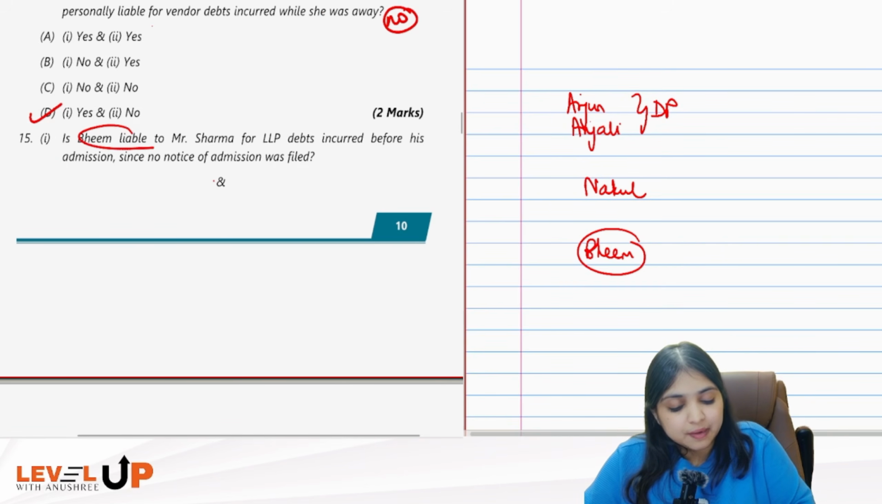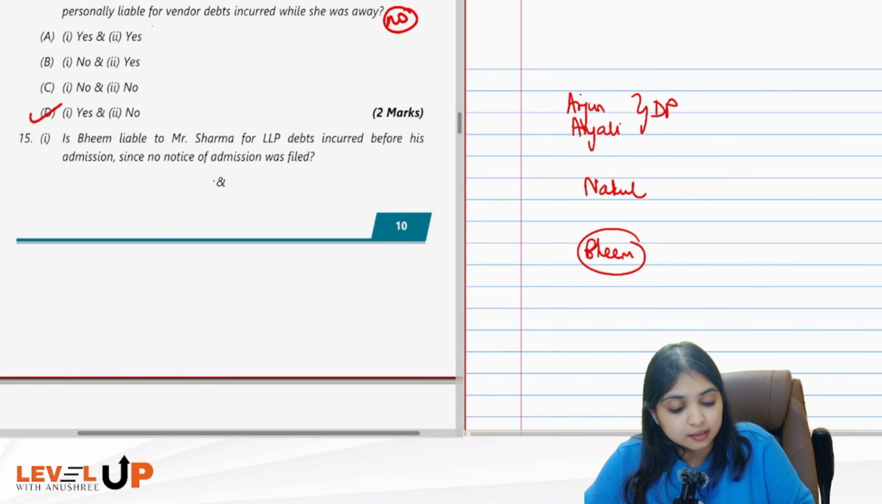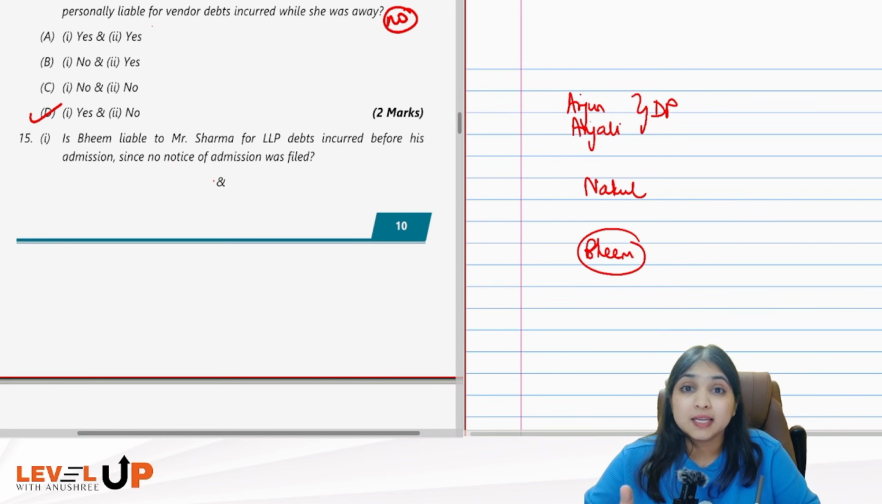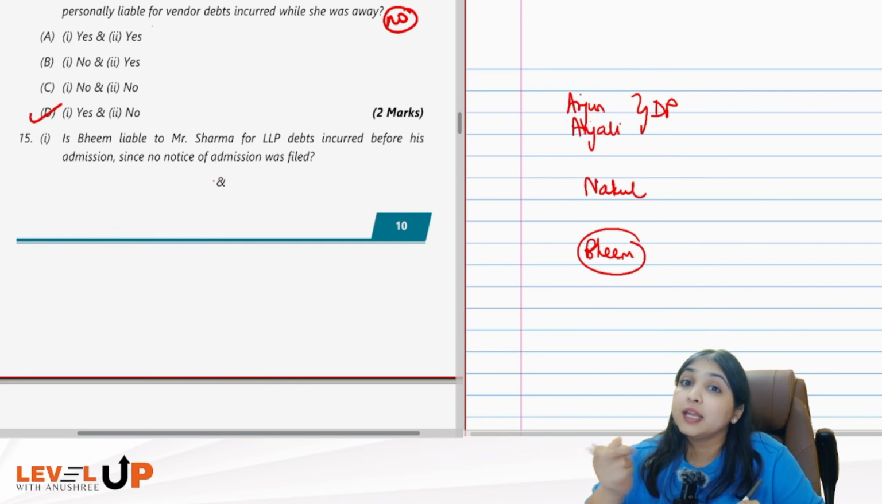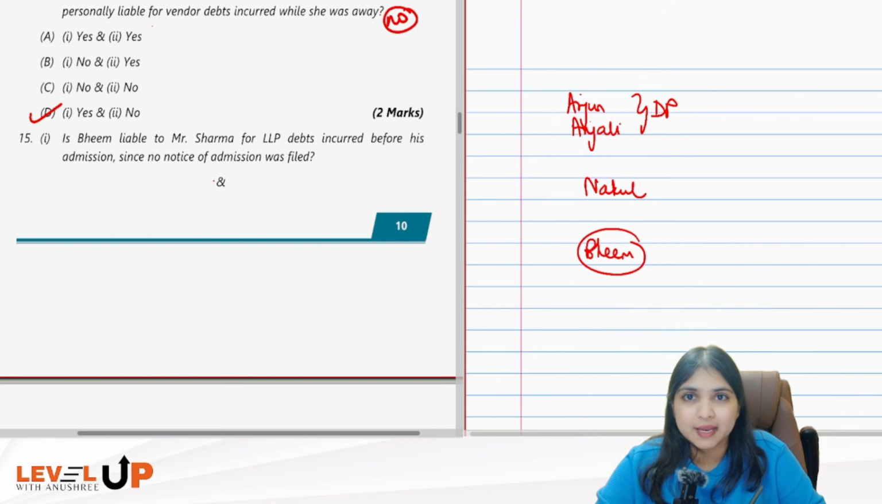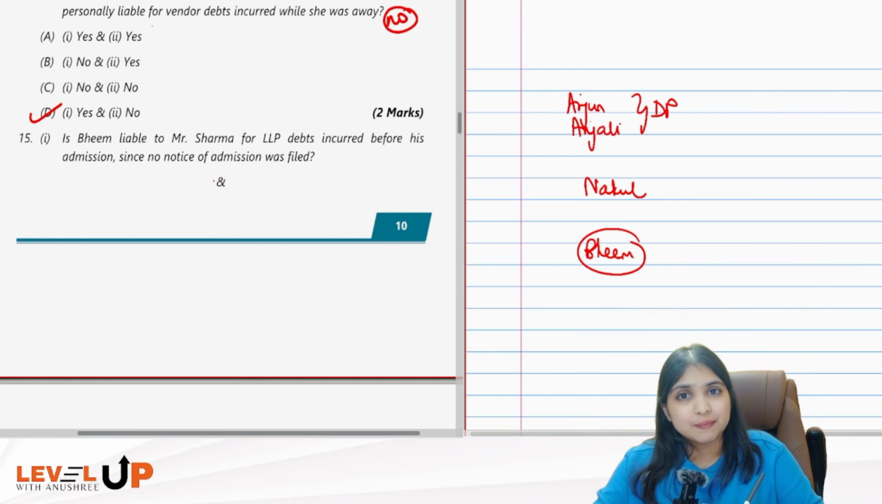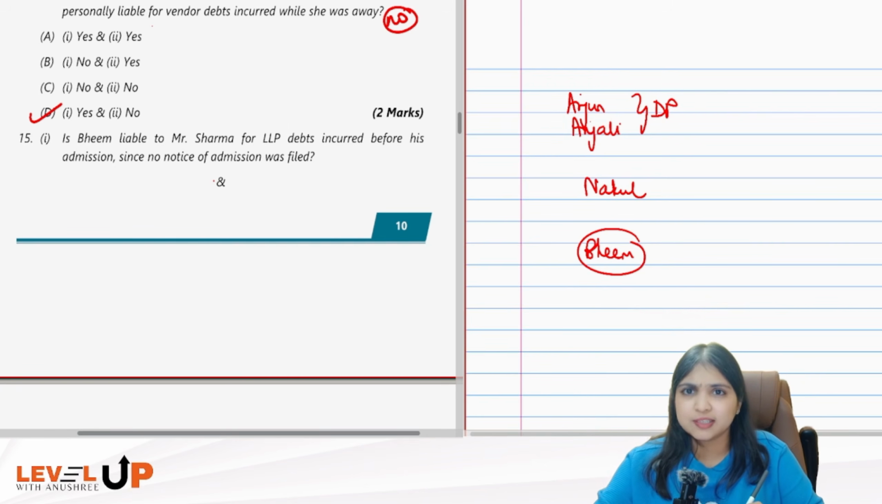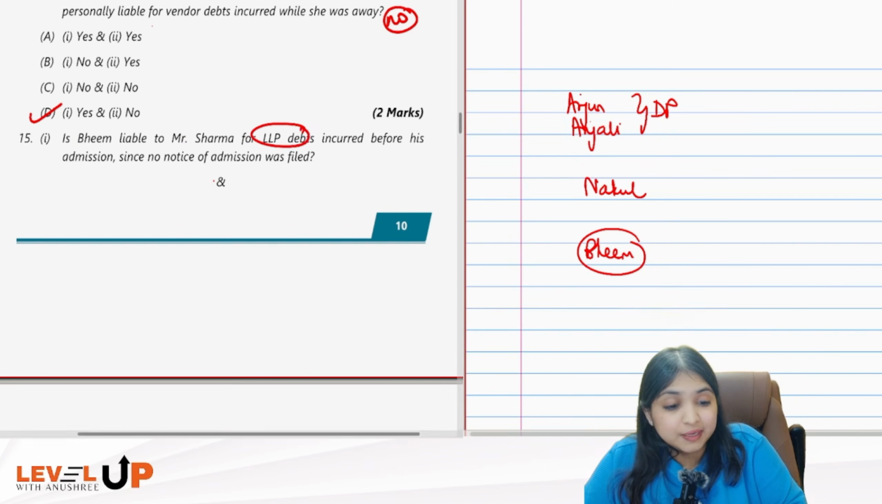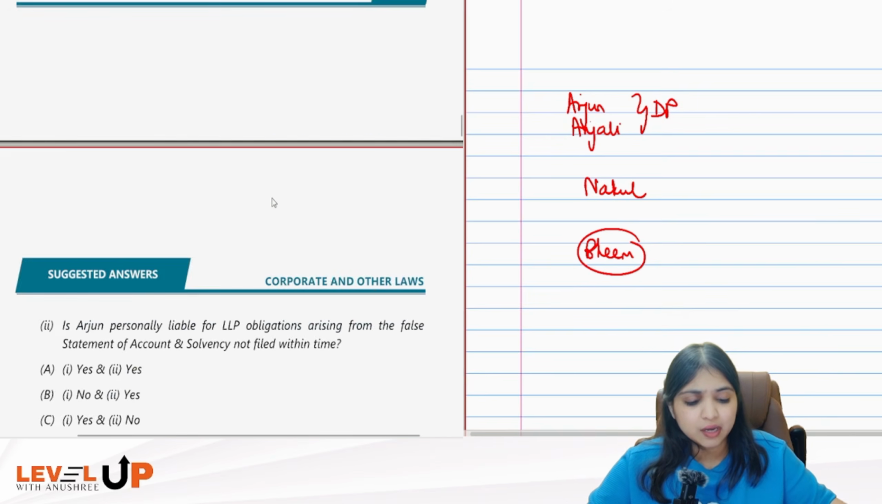Then, is Bheem liable to Mr. Sharma for LLP debts incurred before his admission since no notice of admission was filed? Doesn't matter. Any new person who becomes a partner of the LLP, for past transactions before he became a partner, will not be held liable. Only after he becomes a partner can you hold him answerable. So is Bheem liable to Mr. Sharma for LLP debts incurred before his admission? No, before his admission, whatever happened in the LLP, we can't hold him liable.